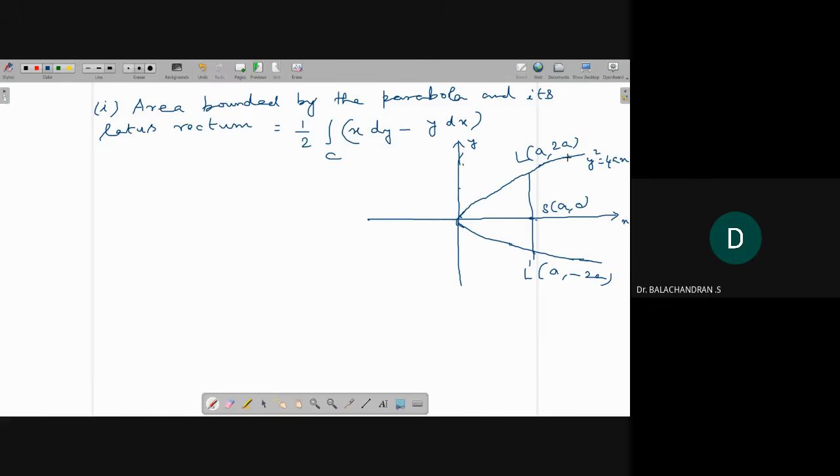Now, the area bounded by the parabola and its latus rectum means this portion, so this is your R. This is your C, in the anti-clockwise direction. Already I told that it is in the anti-clockwise direction. This is the line x is equal to a. Okay, so this is your R.